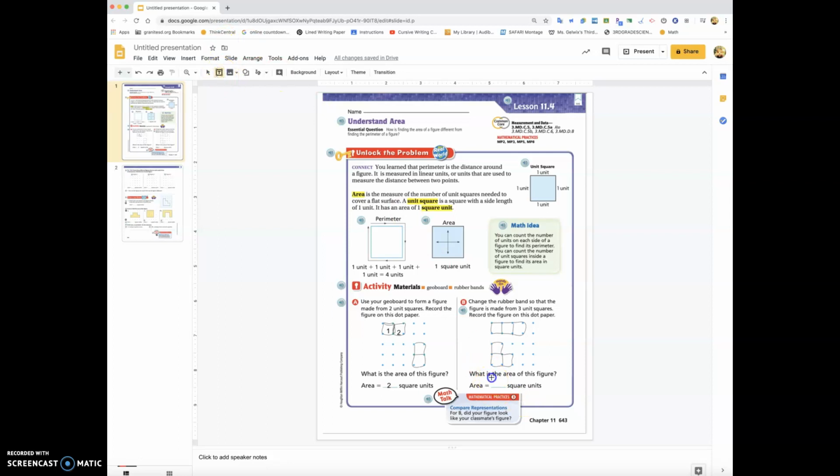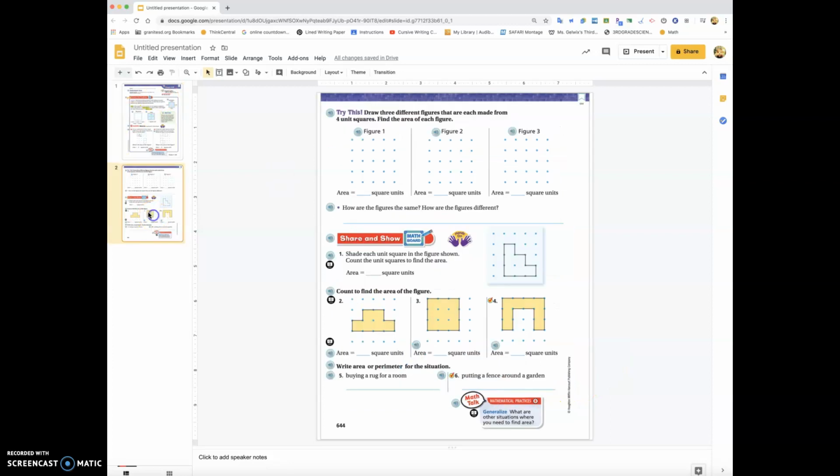So it's very different from perimeter in that sense. As long as it's the same number inside, the size of the area has not changed, even if you change what it looks like. Okay, so once you have that, let's go to the next page.